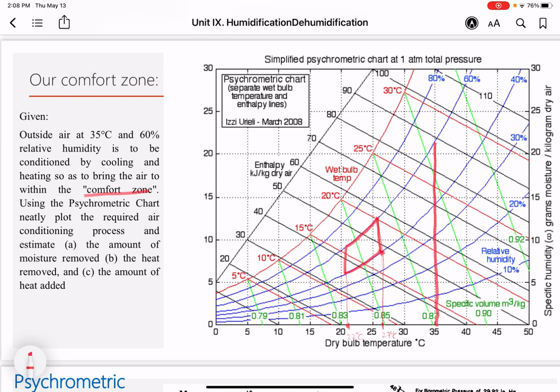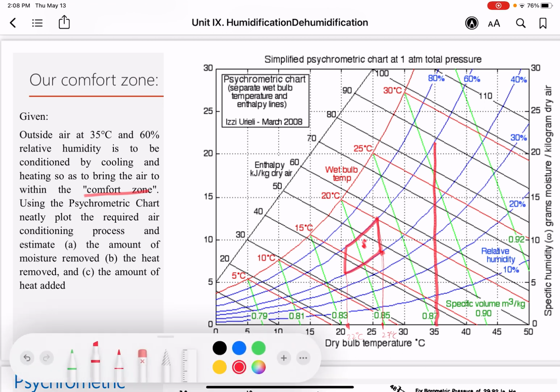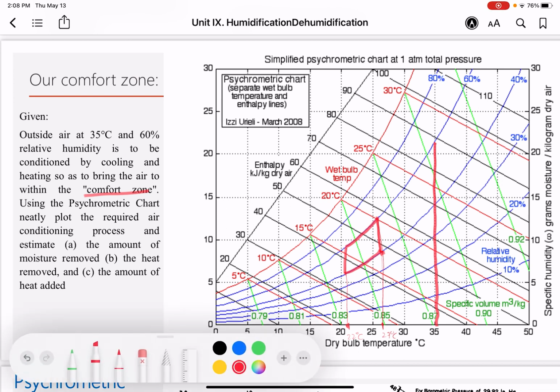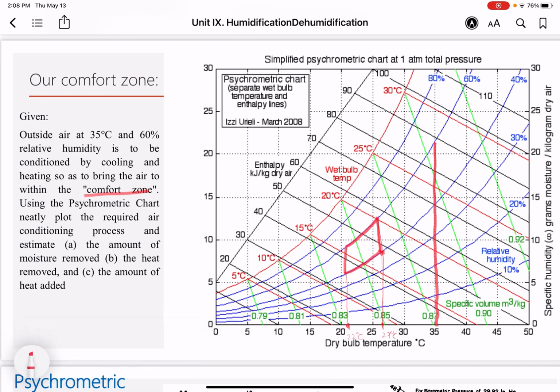Okay? So for me to be able to go back to this comfort zone, say my target is to arrive at 24 degrees centigrade. Assuming yun ang gusto ko, sa 24 degrees centigrade. Sorry for that. Okay? So your target is to go back within this comfort zone at 24 degrees centigrade.